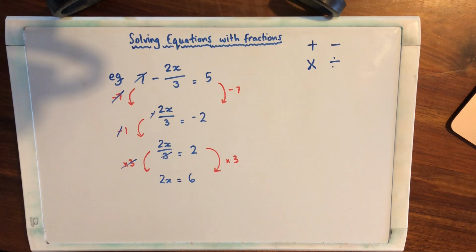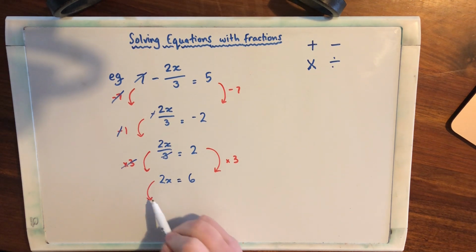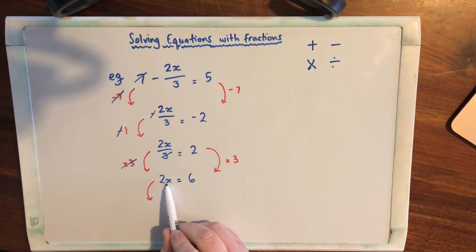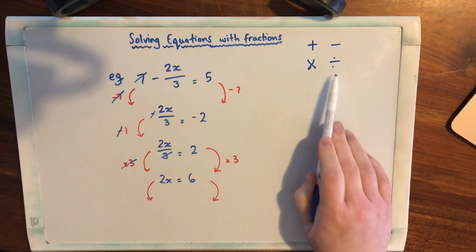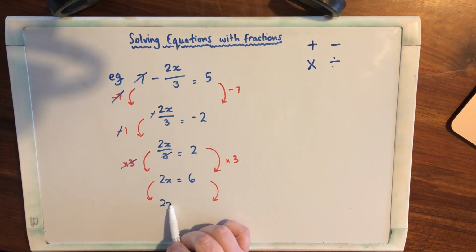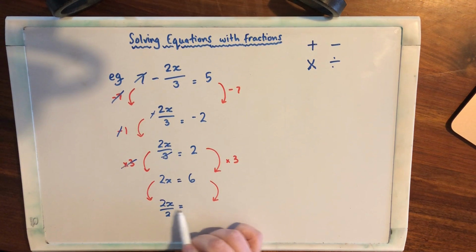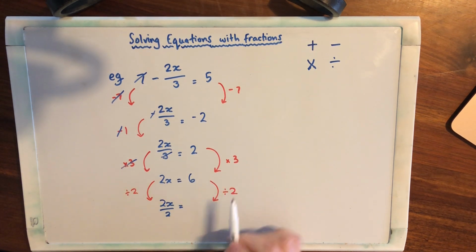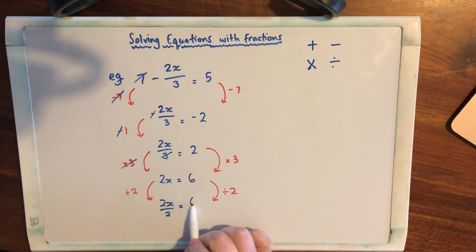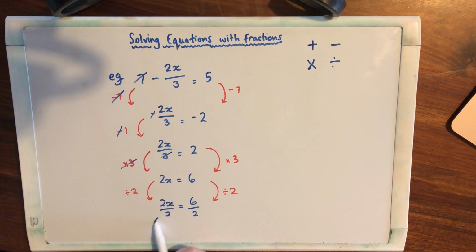Okay. And remember, when we have a 2x, or a coefficient in front of a pronumeral, that just means the coefficient multiplied by the pronumeral. So the opposite of multiplication is division. I'm going to divide the 2x by 2, and do the same to the other side of the equation. And that's going to give me our answer. So the 2's cancel out. Our x equals 6 divided by 2, which we know is 3.